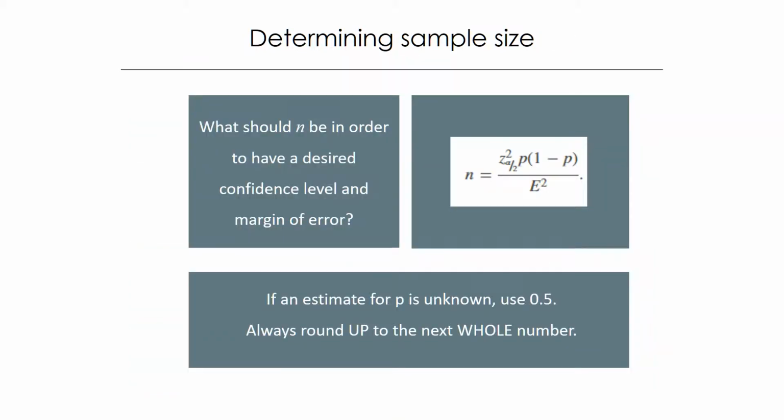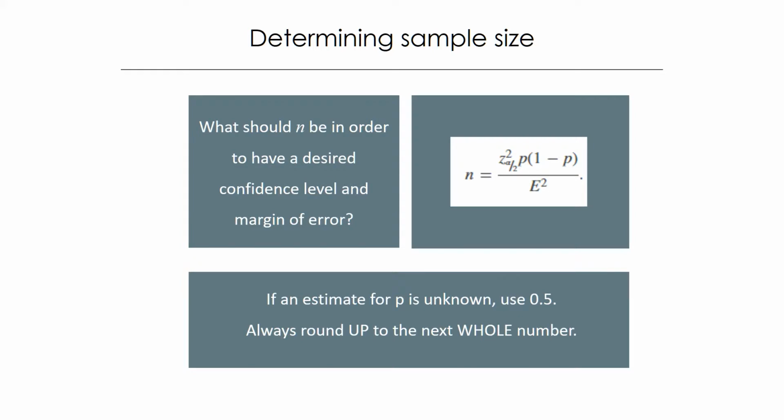For determining sample size, we use a formula that is basically the margin of error formula solved algebraically for n. So n is the critical value, z sub alpha over 2, squared, times p times 1 minus p, divided by the margin of error squared. So this gives us what n needs to be to have a desired confidence level and a desired margin of error. We want to be a certain percent confident, and we want to be within a certain margin of error. How big of a sample size do we need?